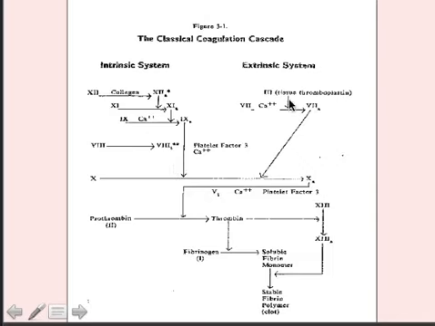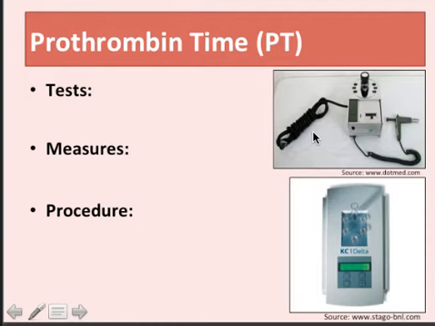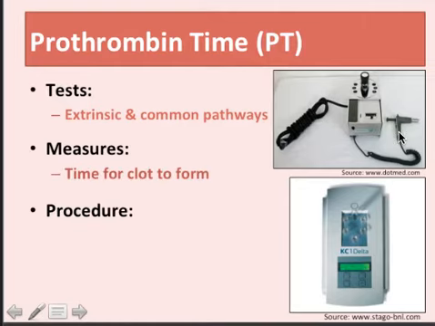And this is really dangerous because this is the intersection of intrinsic and extrinsic. So even if this is working fine and that's working fine, if this doesn't work fine, then we're going to have big problems. So the first test we have that will measure these intrinsic and extrinsic systems is the prothrombin time, which we did perform in lab. And if you remember, it will measure the functioning of the extrinsic pathway and the common pathways. What it does is it literally measures the time it takes for a clot to form.